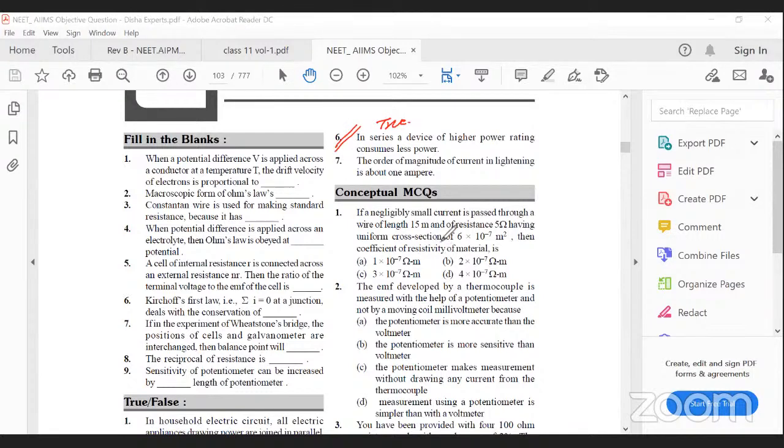Seventh: the order of magnitude of current in lightning is about an ampere. False. Lightning conducts a high amount of charge, so there will be a high amount of current, right? So approximately it will be a very high value, around 10,000 amps. So it is not 1 amp, it is 10,000 amps. So it is false, right?